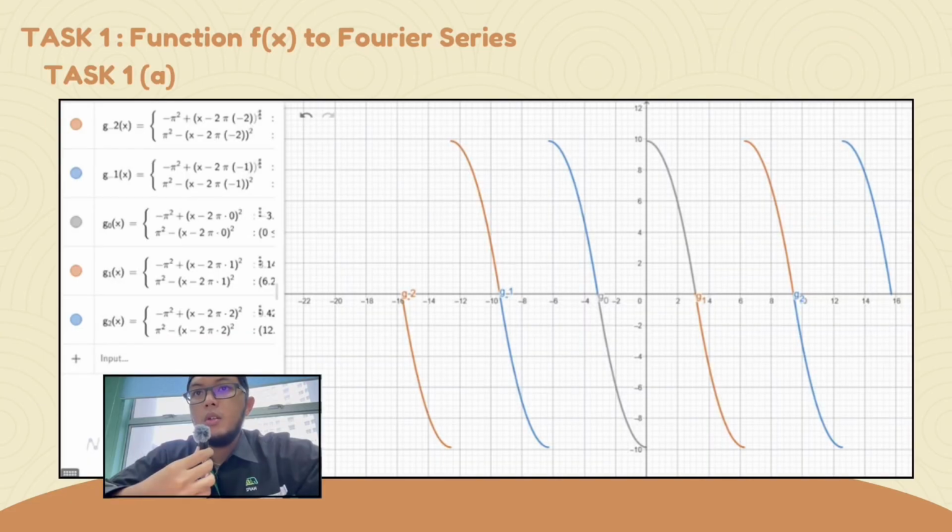So for task 1, we already sketched this. We start with g0 in here, the blue and the gray one, and then as we input the values of -1 and -2, we can see the graph is shifting to the left, and as we input the values of 1 and 2, we can see the graph is shifting to the right.